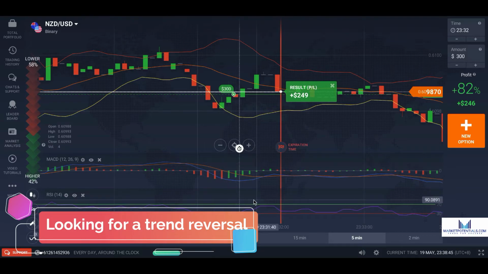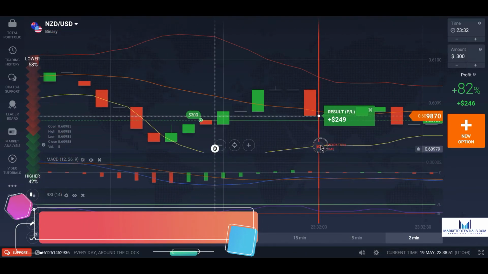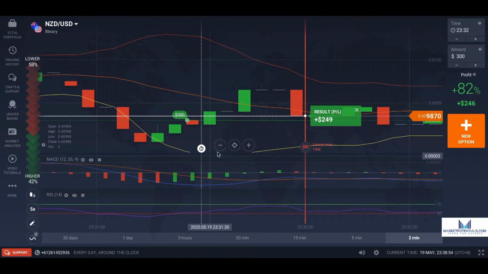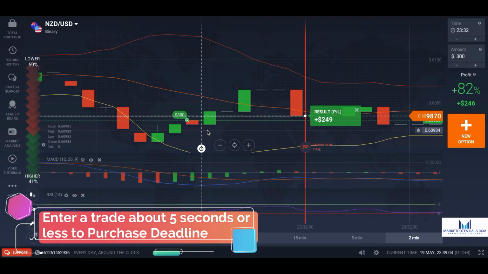So what you want to do is try to get the balance right, okay? Sorry guys, I kind of have to switch in between. If you saw what I did, I probably entered the trade about 2 or 3 seconds to the purchase deadline, which is the white line. I typically advocate getting into the trade less than about 3 to 5 seconds to the purchase deadline, which is this white line here.